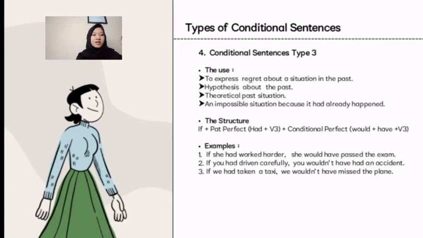Yeah, the key is it had already happened, so it is the past timing. Let's take a look at the structure of this conditional sentence. The structure is if plus past perfect. Past perfect means had plus verb 3, and then plus conditional perfect. The structure is would plus have plus verb 3.